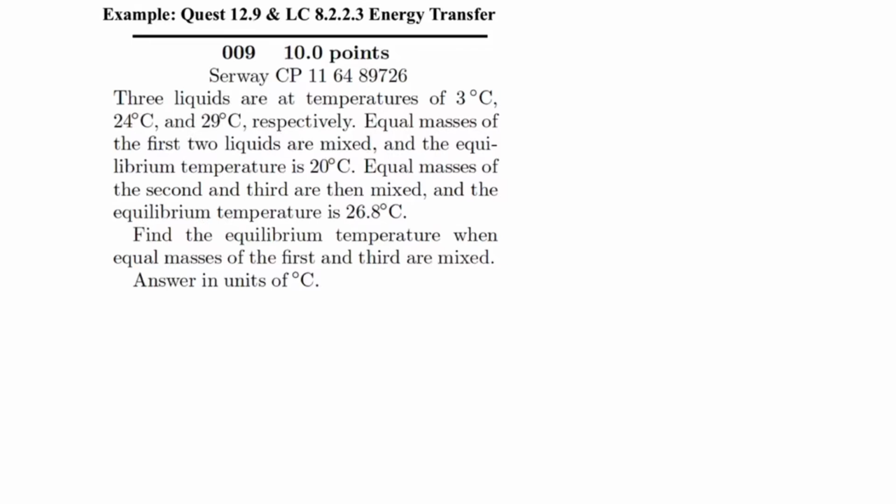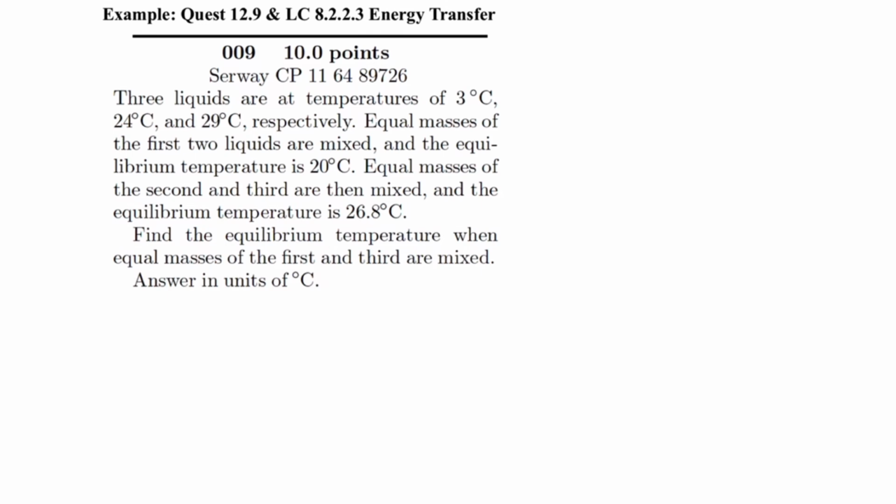This one is from your homework, but it will also help you with a learning catalytics module, 82.2.3, energy transfers right here. So we have 3 liquids at different temperatures, and then you have different mixtures. You mix the first 2, and then you mix the second and third. What we need to know is, what is the temperature when you mix equal masses of the first and third?